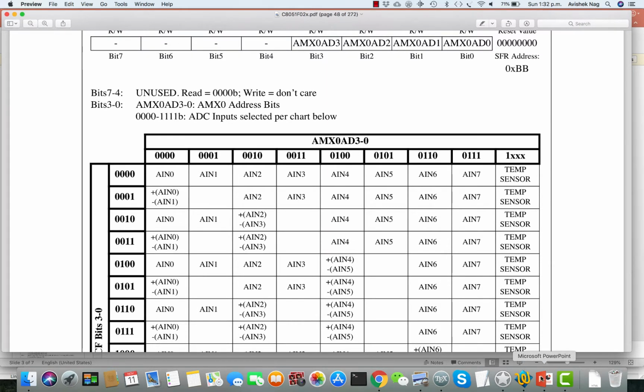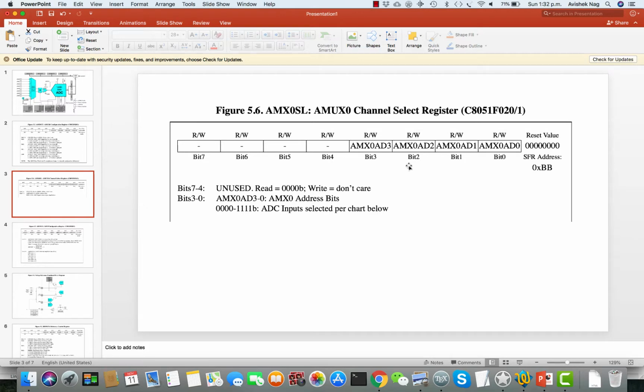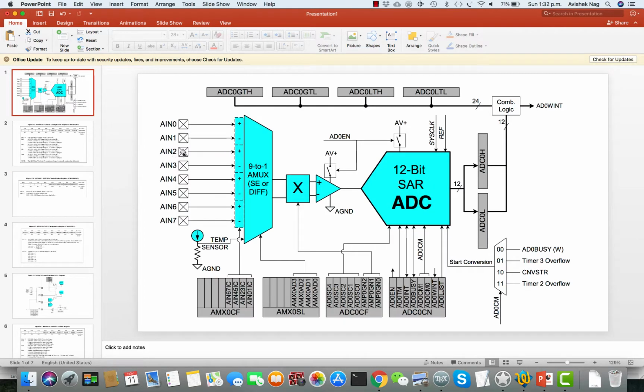So all you need in this lab is basically to choose the single-ended input AIN2. For that you have to set the AMX0SL as, let's say, 0010. So you choose the AIN2, and then you have to put some values here, AMX0CF, so that you can only choose the single-ended input AIN2 and not the differential input here. So these are the functions of these two registers.